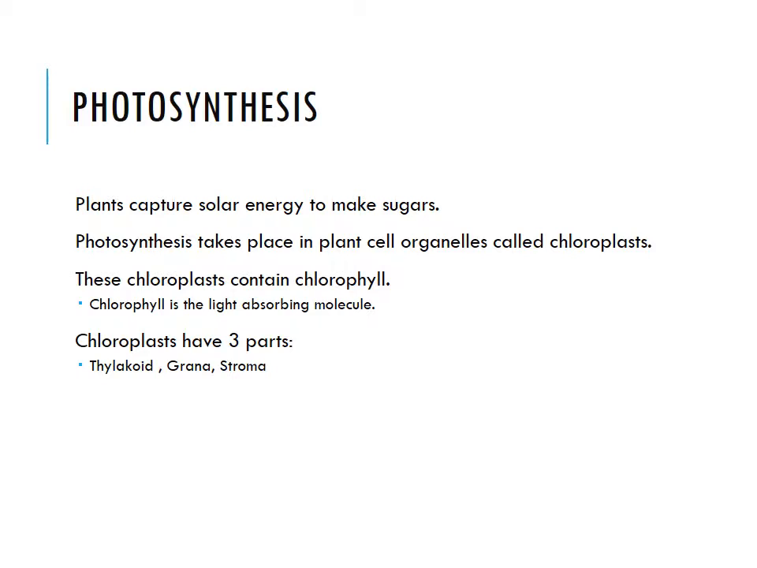Now, I also want to mention to you, chloroplasts have three parts. One part is called a thylakoid, which looks like a green pancake. When they form a stack of pancakes, a short stack or a tall stack, that is called the grana. And then all that extra space found within the chloroplast is called the stroma.